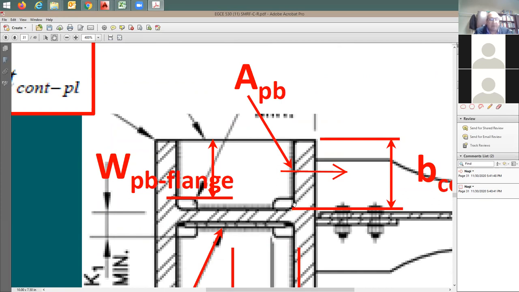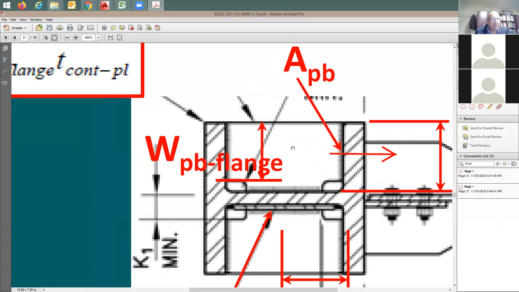So I'm going to be considering here two cross-section areas. The first one is the interface between this plate and the flange of the column, which is this cross-section area. This cross-section area, I'm going to call A sub PB. This cross-section area is going to be exposed to tension, because look what happens here. You're going to have tension force coming from the beam flange to the column flange to the continuity plate. So this cross-section area is going to be equal to what?